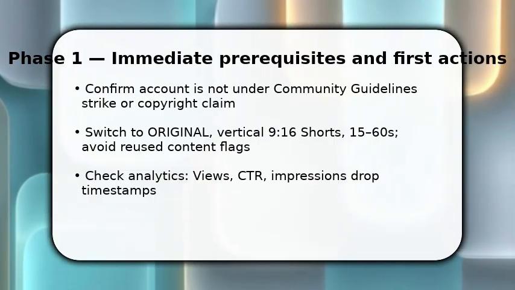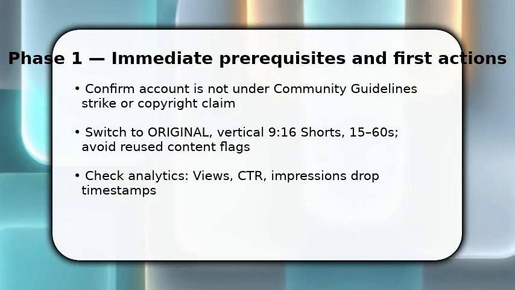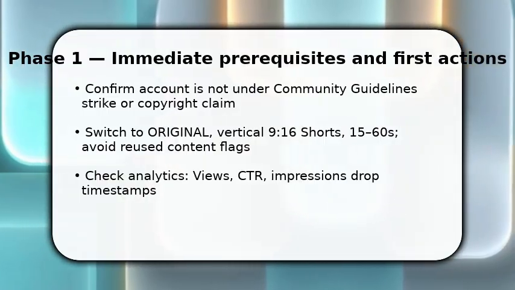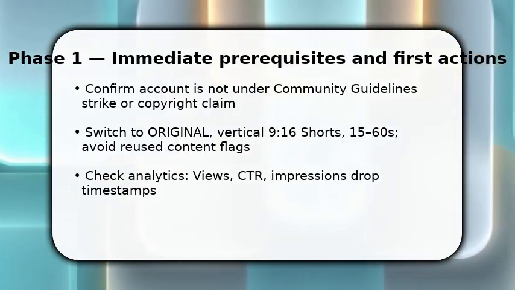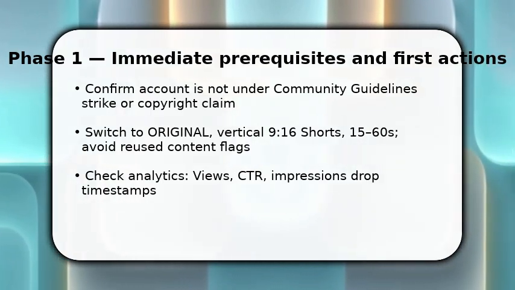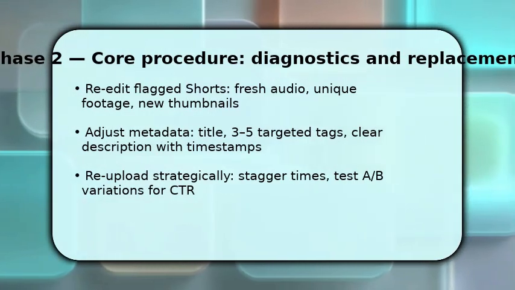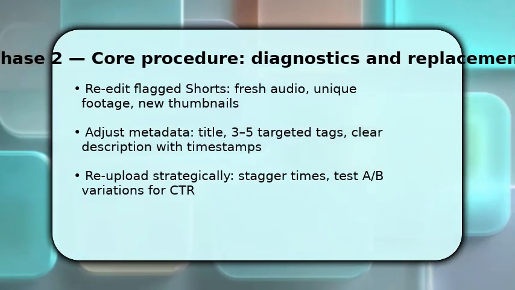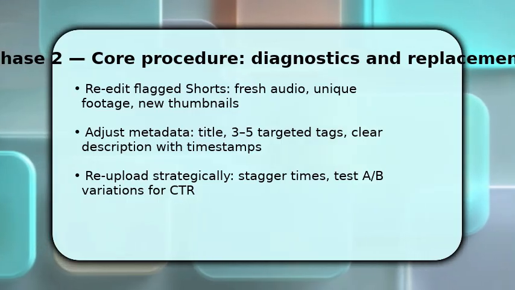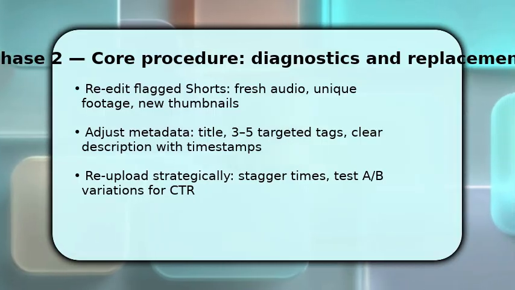Once done, immediately remove or privatize suspect shorts that reuse content or violate rules, and prepare replacement clips with fresh, vertical 9/16 framing and unique footage to prevent repeat penalties. You now focus on repairing content signals that influence the algorithm. Re-edit any flagged short, swap the audio, add original footage, and create a fresh thumbnail. These changes help the system relearn the clip as original.